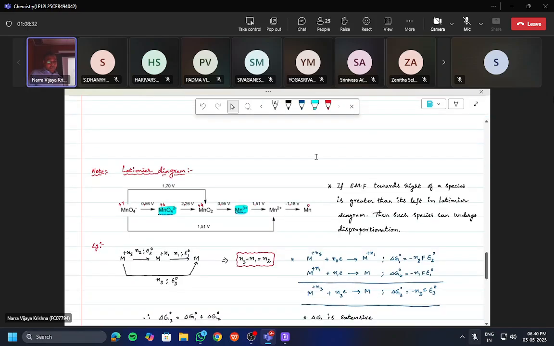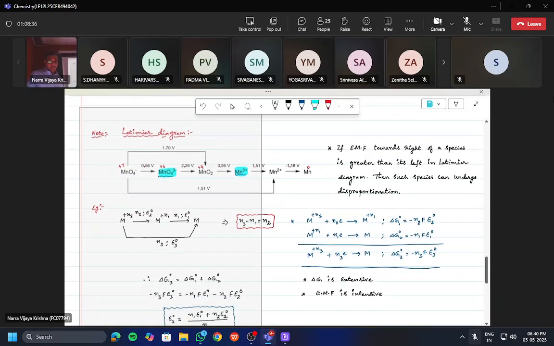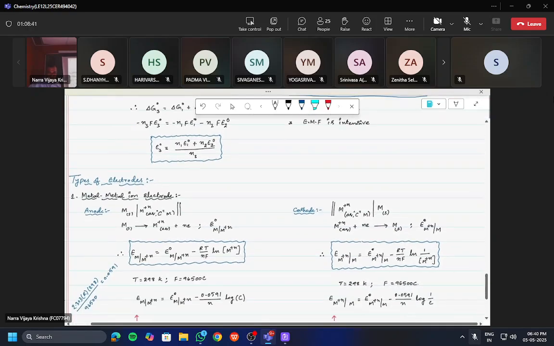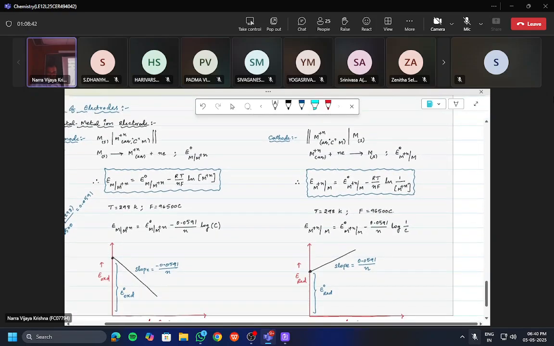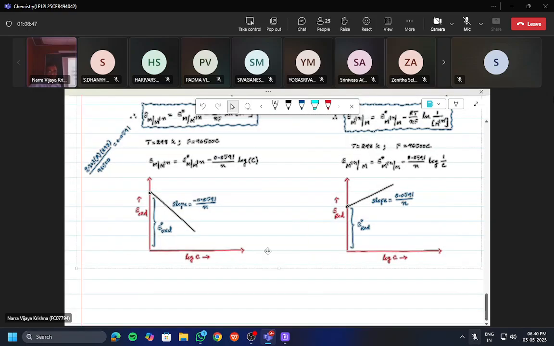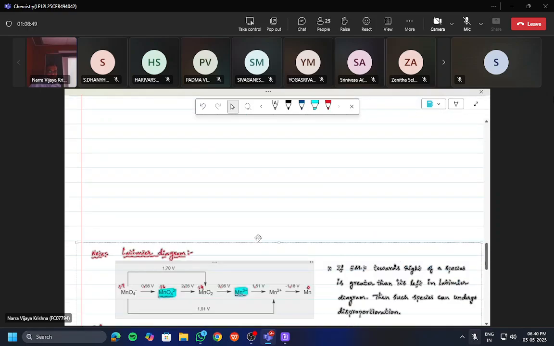Now come back. We are discussing types of electrodes, in which one type of electrode is over. What is it? Metal ion electrode.